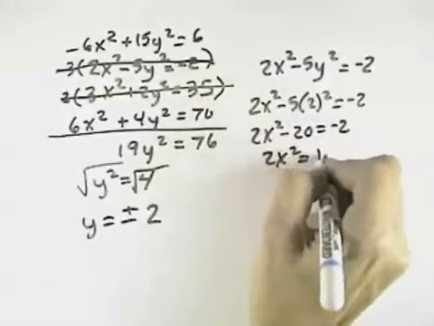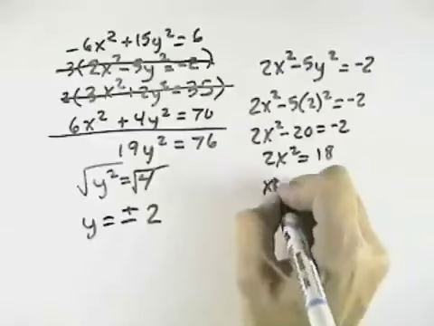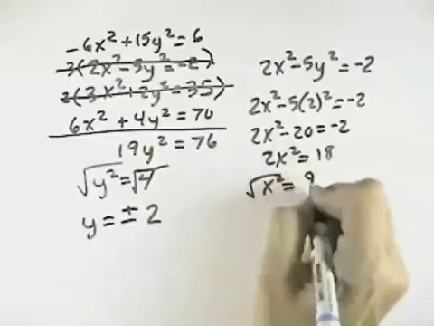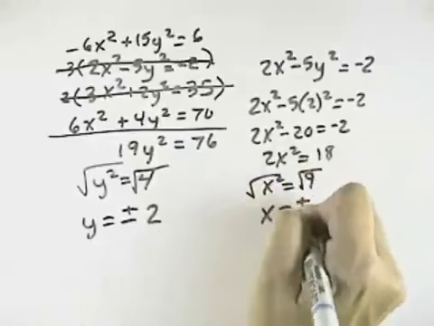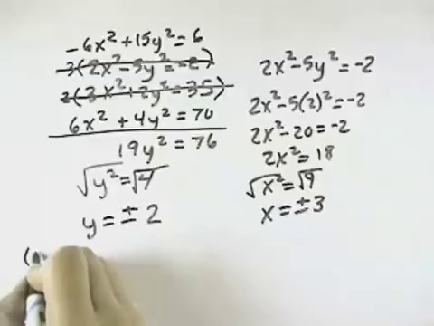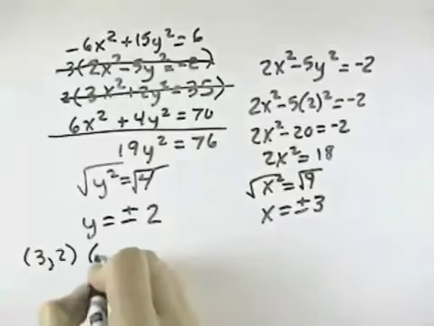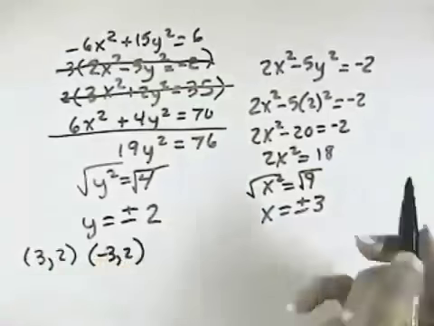2x squared equals 18, when I add 20 to the other side. x squared equals 18 divided by 2, which is 9. Taking the square root of both sides, I get x equals plus and minus 3. So that gives me x equals 3 when y equals 2, and x equals -3 when y equals 2.